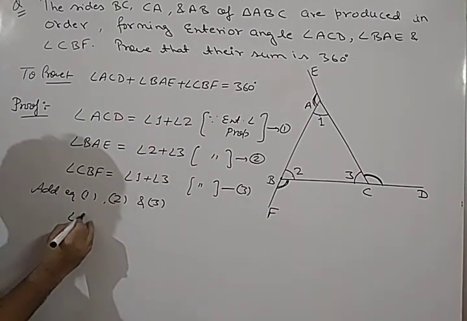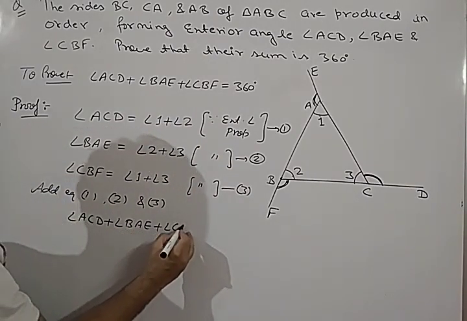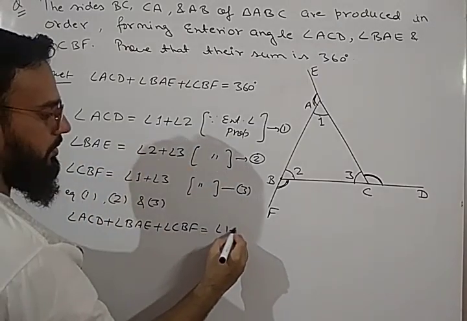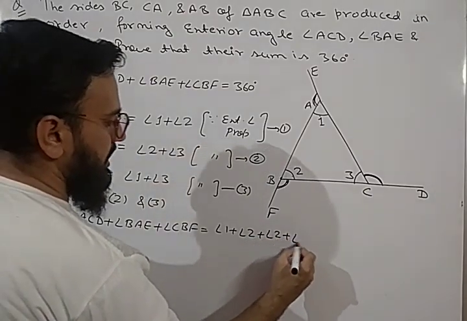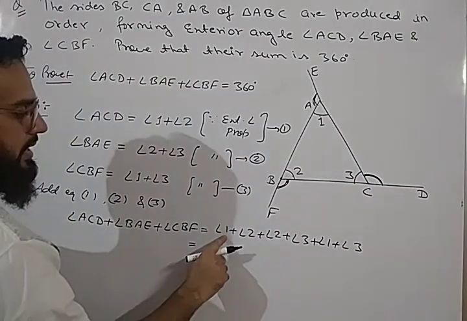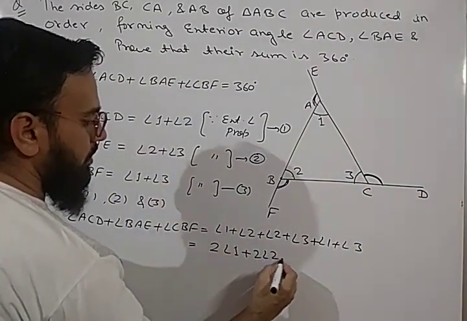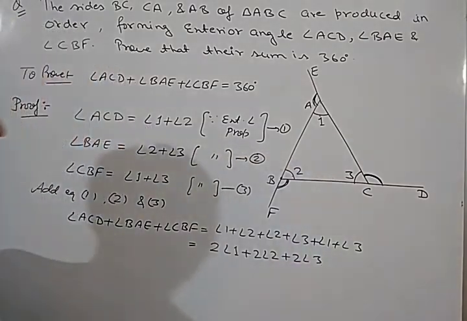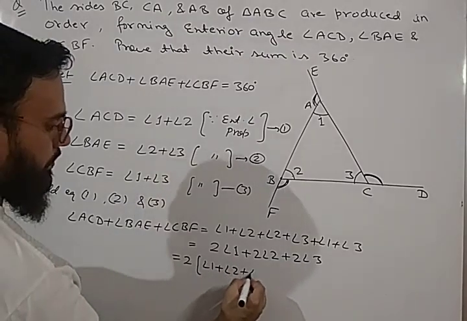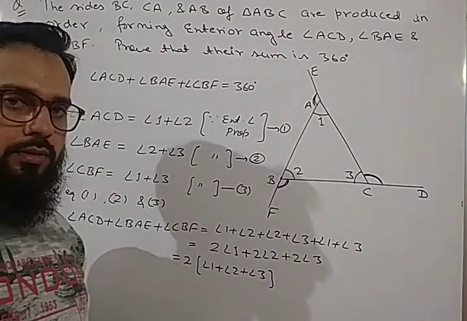So angle ACD plus angle BAE plus angle CBF will be equal to angle 1 plus angle 2 plus angle 2 plus angle 3 plus angle 1 plus angle 3. Or we can write it as angle 1 plus angle 1, that is 2 times angle 1, plus twice angle 2 plus twice angle 3. If we take 2 as common, we get 2 times angle 1 plus angle 2 plus angle 3, and this is the value of ACD plus BAE plus CBF.